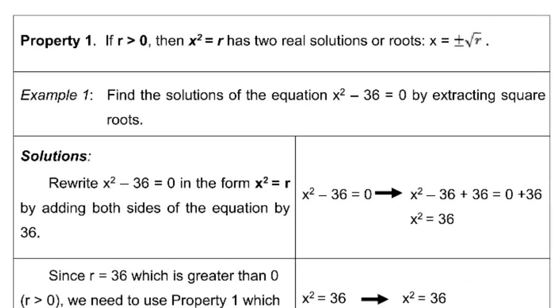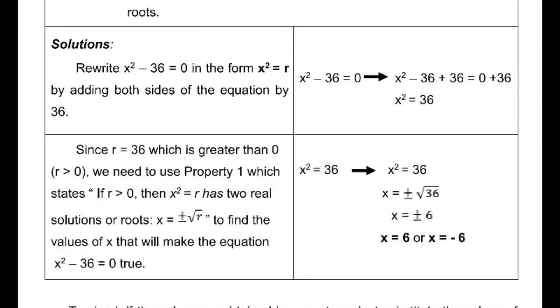Now since r is equal to 36, which is greater than 0, we need to use property 1, which states that if r is greater than 0, then x squared equals r has two real roots. x equals positive negative square root of r. Since r is greater than 0 here, we need to use property 1 to find the values of x that will make the equation x squared minus 36 equals 0 true.